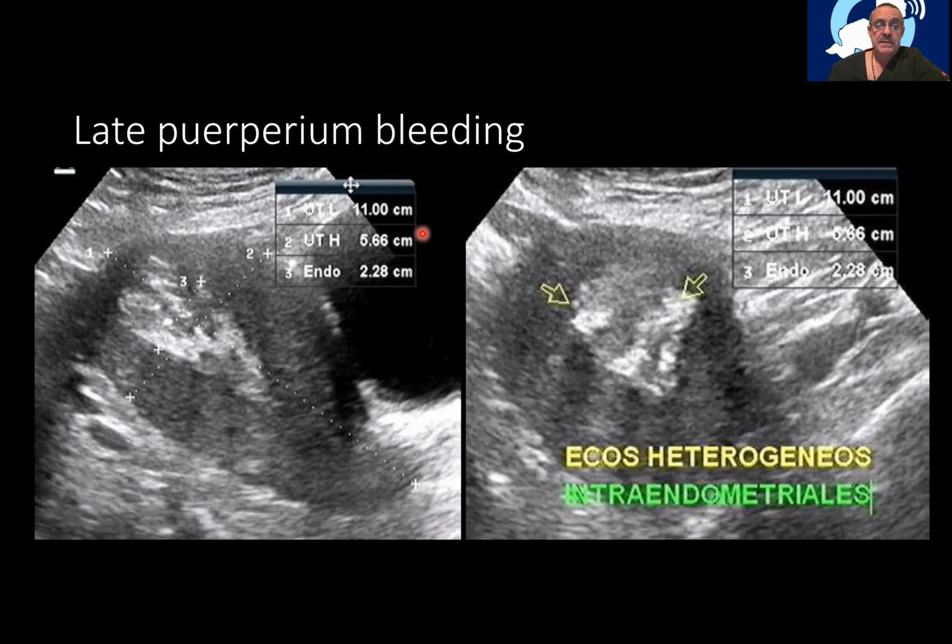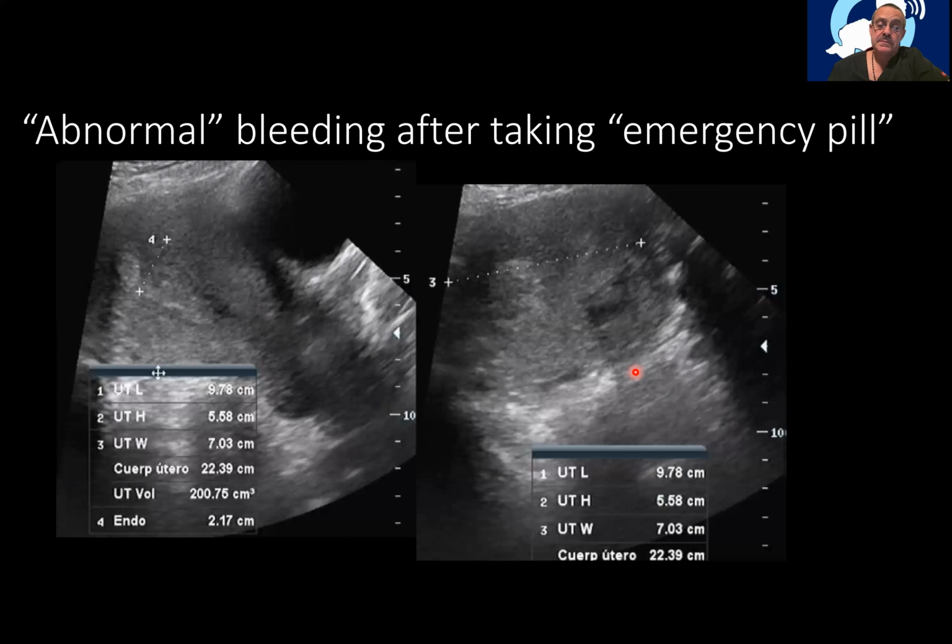This is a patient with bleeding in the late puerperium, which is not supposed to happen, who actually had some retained placenta. See the complex thing inside the endometrium. And in this case of abnormal bleeding after taking the so-called emergency pill, well, she had an incomplete abortion or incomplete miscarriage. Call it as you wish.